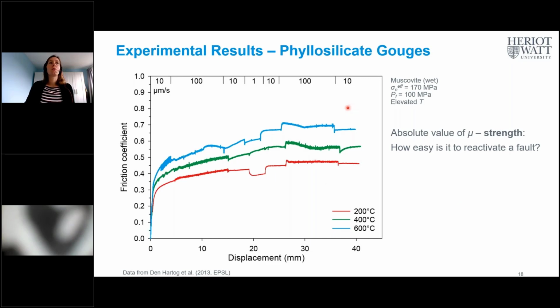This here shows typical results from friction experiments like that. This is the friction coefficient versus the displacement for the phyllosilicate muscovite under wet conditions. The absolute value of the friction coefficient, the absolute value of mu, tells you something about the strength of the material. So how easy is it to reactivate a fault? In this case, you see friction values between about 0.3 and 0.6 or 0.7. And here it's dependent on temperature. These are temperatures which are a bit more relevant for natural earthquakes rather than induced seismicity.